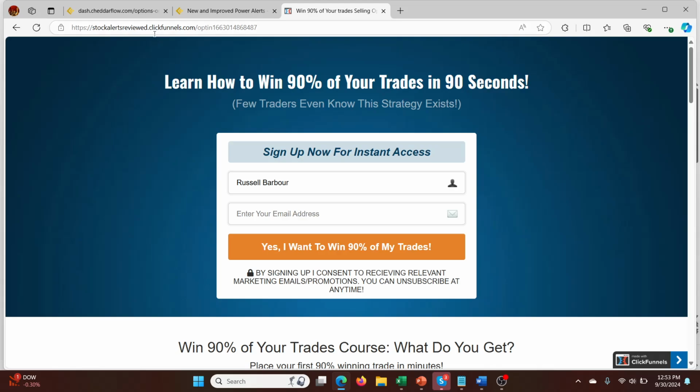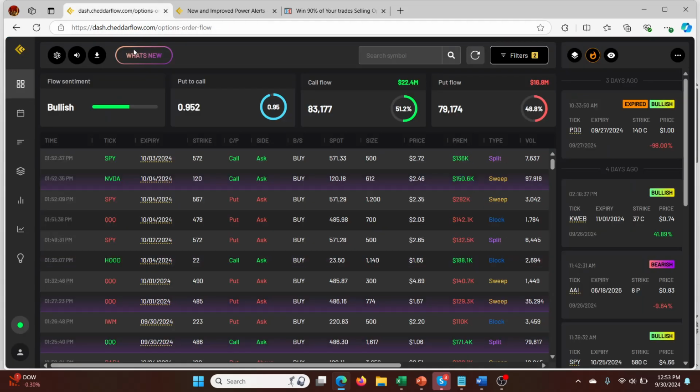And let's get started with Cheddar Flow. So if you saw the first part of this, I went through the options flow panel that you can see right here. This is the main screen that you use for the flow sentiment. I talked about the splits, sweeps, and blocks. Overall I quite liked it, but I found it lacking a little in terms of actionable advice. It's difficult to gauge, like, should I buy something based on this?